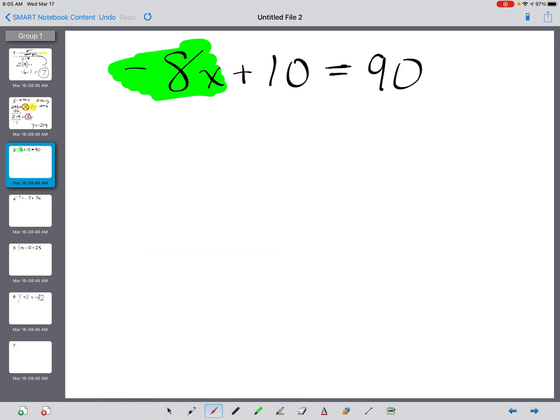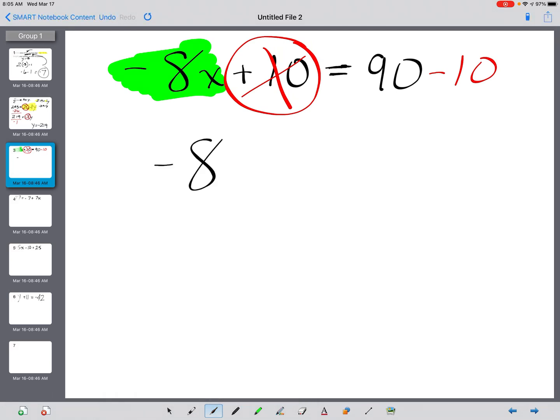The first step would be to add or subtract out any constants that are on that side. I find the constant 10 here, and we're going to reverse that, of course, by subtracting 10 from 90. As we simplify, we have negative 8x equals 80. And one more step to go.